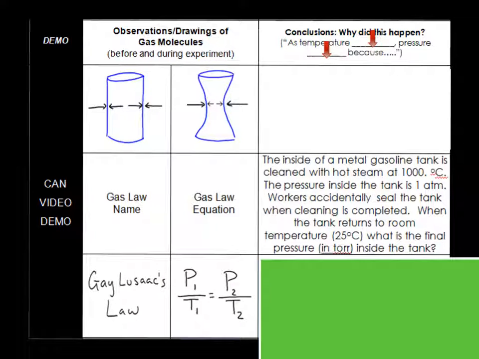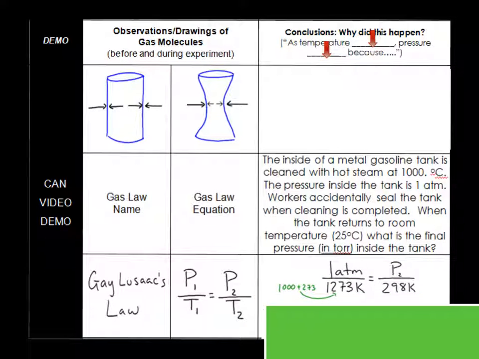Okay, so two things here. We need to make sure that we use our temperature in Kelvin to start with. So up by the hot steam, we want to convert that. So we have 1,273 Kelvin. And we want to convert our final temperature from 25 degrees Celsius into Kelvin. All right, so let's take a minute, try and work through the problem, and then when you come back, I'll go through the answer with you.